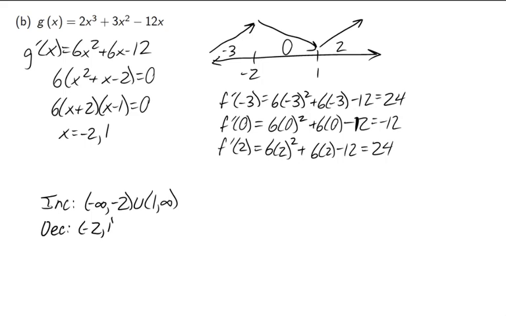Now let me warn you guys on one thing. This negative 3, the 0, and the 2, notice they did not show up in my answer. These are test points. These test points simply tell me, is the derivative positive or negative on that interval? When I write my answer, my critical points are in my answer, not my test points.